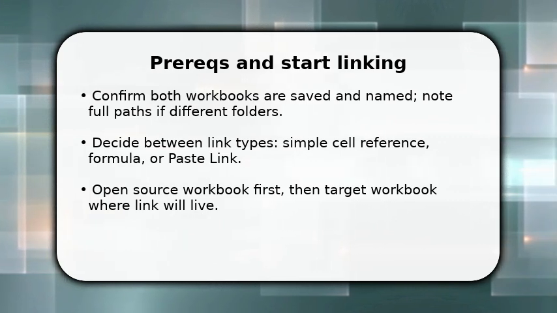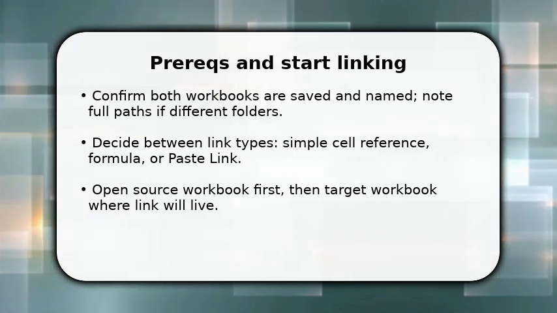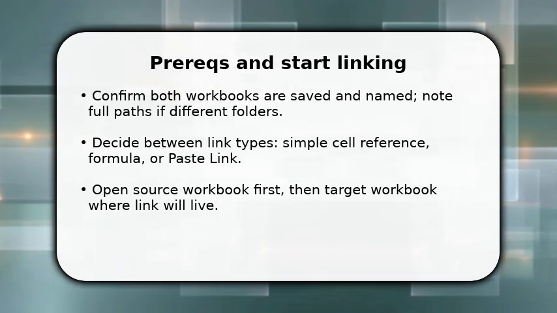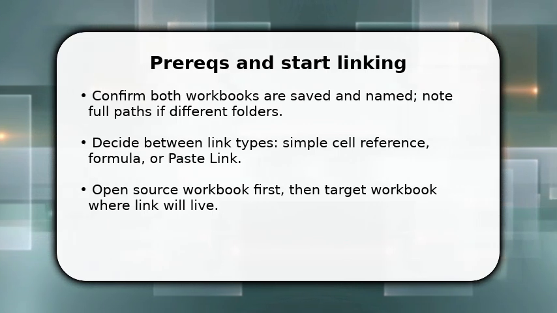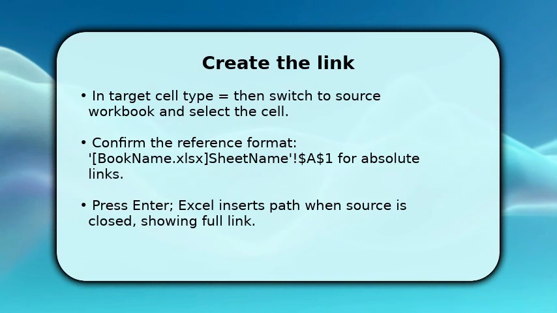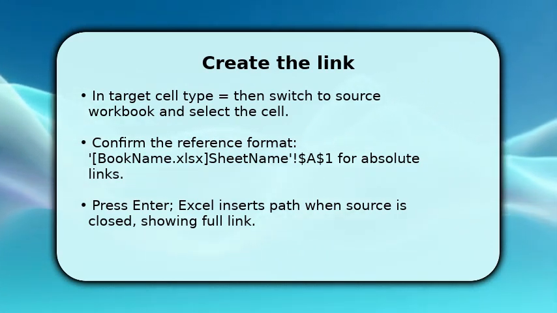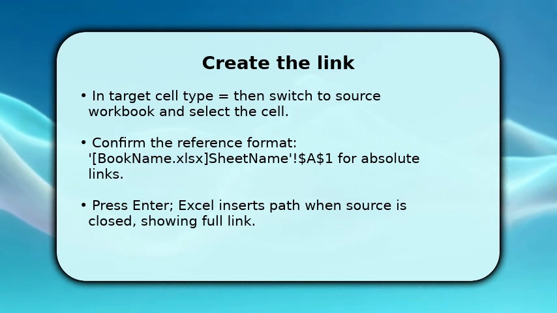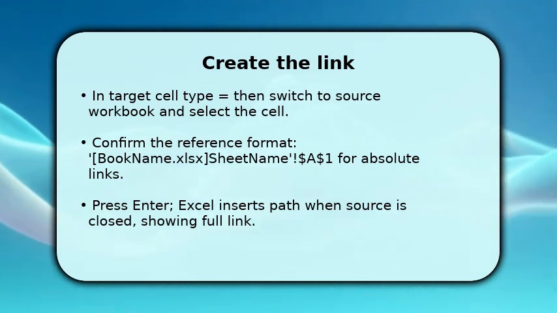You're starting now with the source open because Excel builds references from that file. Follow these first actions exactly so subsequent steps use clean names and paths and avoid broken links later. You'll create the actual connection by typing equals in the target cell and then clicking the source cell in the open source workbook. Excel builds the reference automatically. Make sure to lock references with $ if you want absolute links.